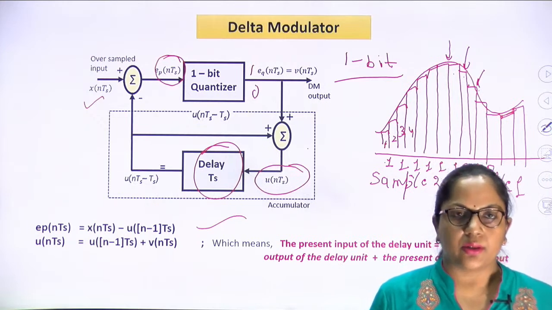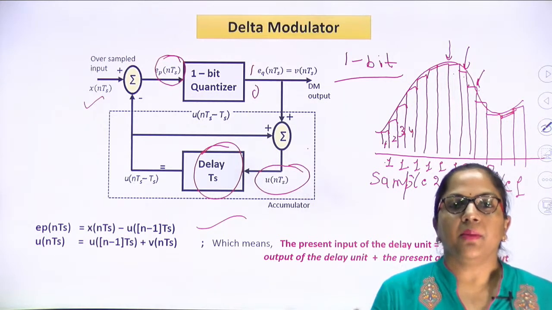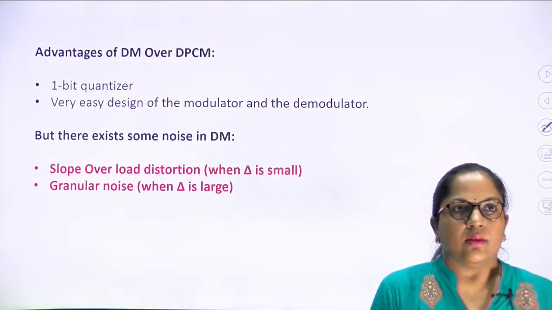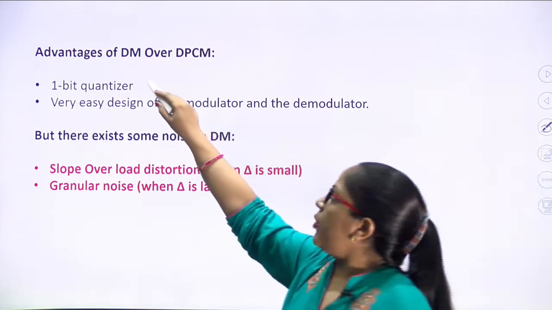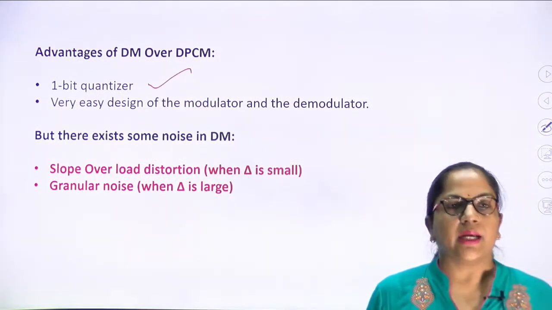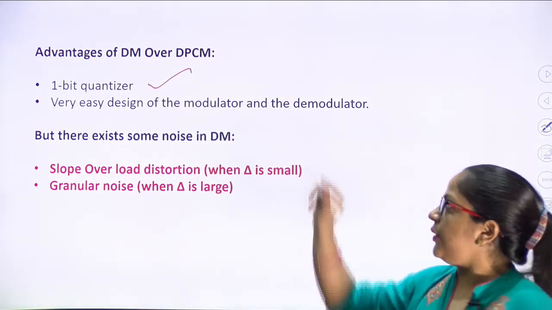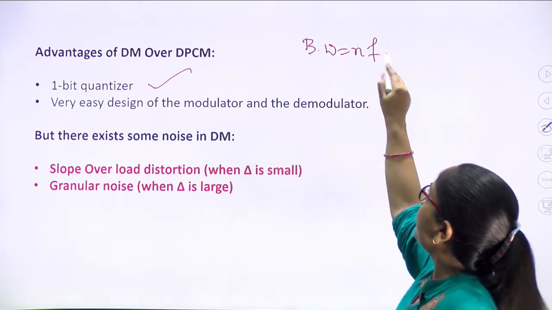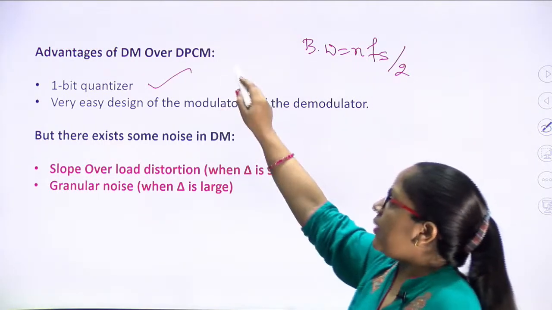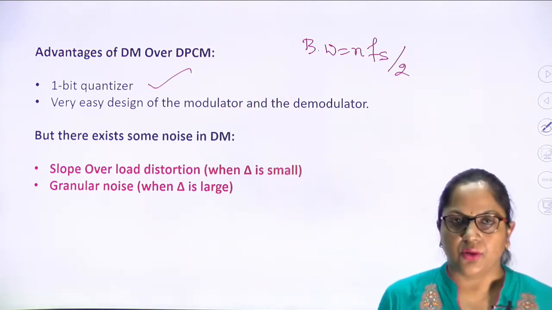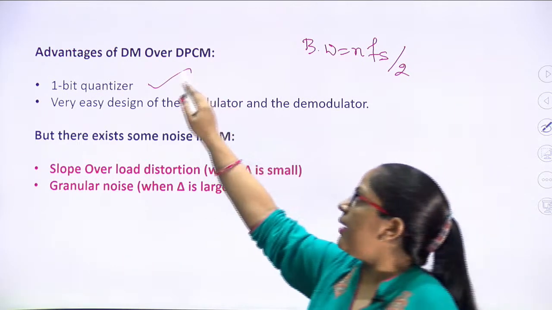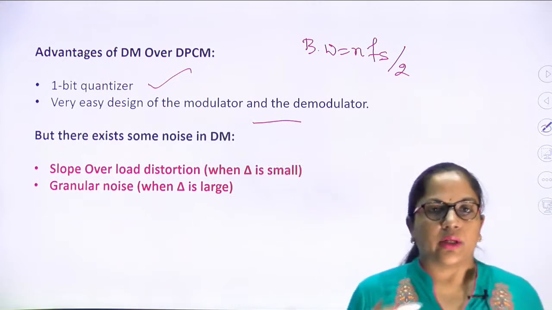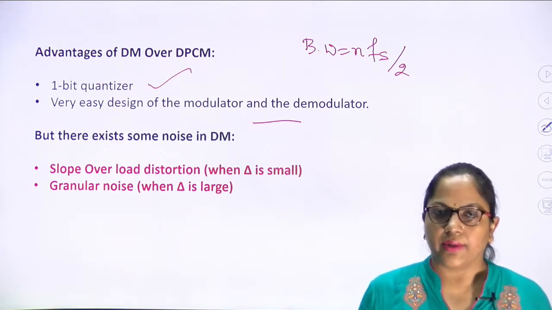In this way we can convert an analog signal into a digital signal with minimum bandwidth requirement. This is the advantage of delta modulation over DPCM or PCM, that it is a 1-bit quantizer. Here we don't have to follow the bandwidth requirement formula, that is nfs upon 2. Here bandwidth is fixed, we are transmitting either 0 or 1. So it has minimum bandwidth. It is very easy to design, and its modulation and demodulation are also very easy.